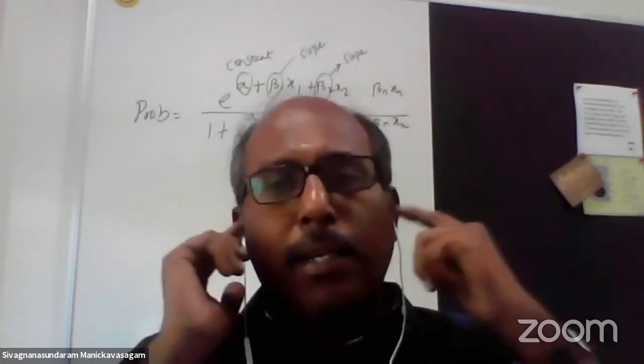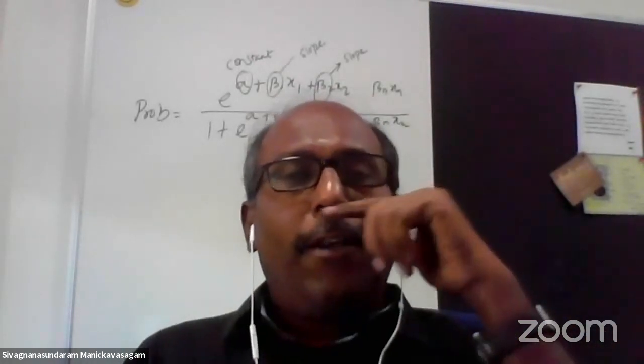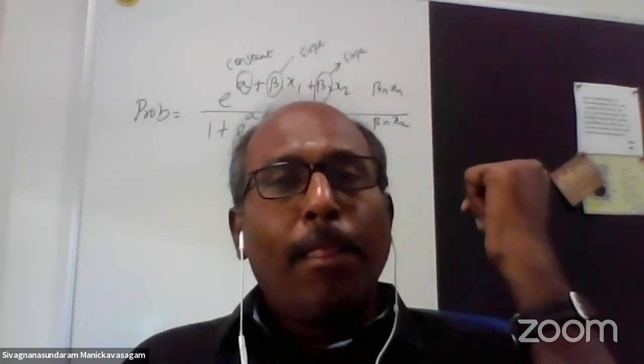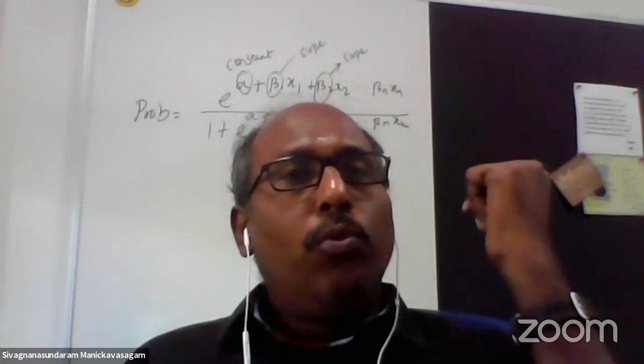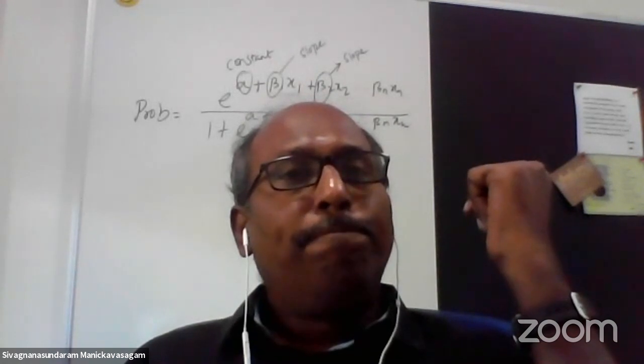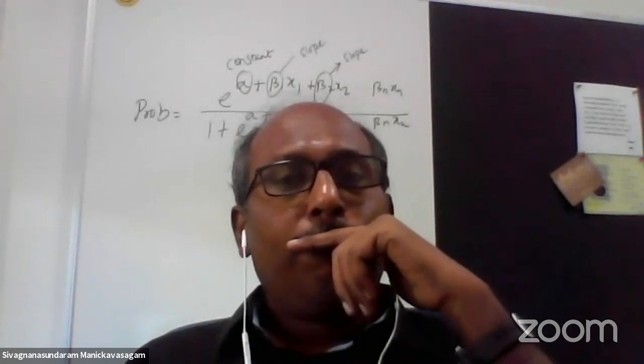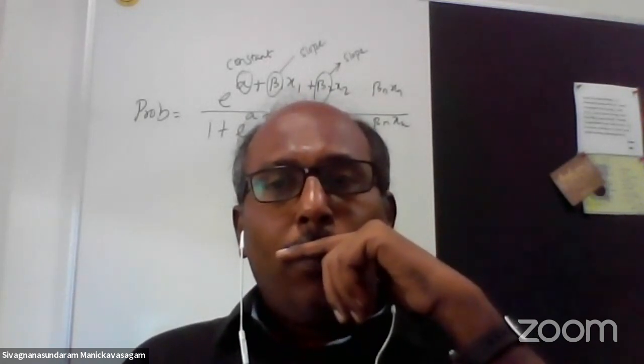There are two types of chi-square test. One is goodness of fit and one is test of association. That's it. Now we are going to move to the remaining part of the non-parametric tests. The remaining part of the non-parametric tests goes like this.